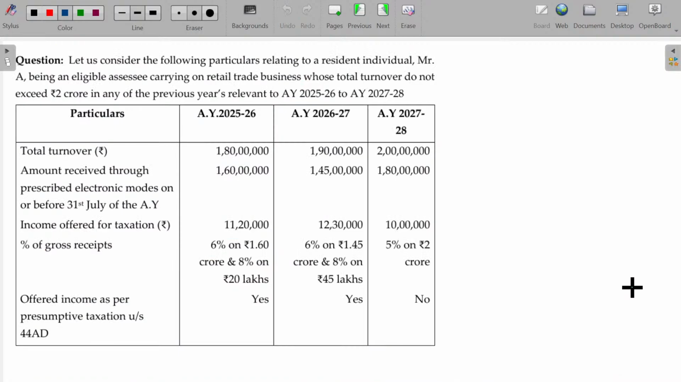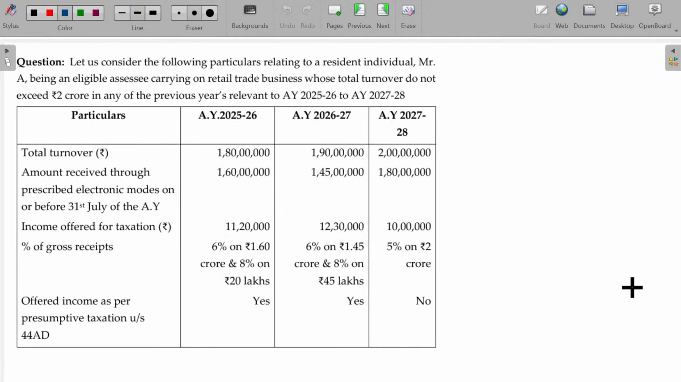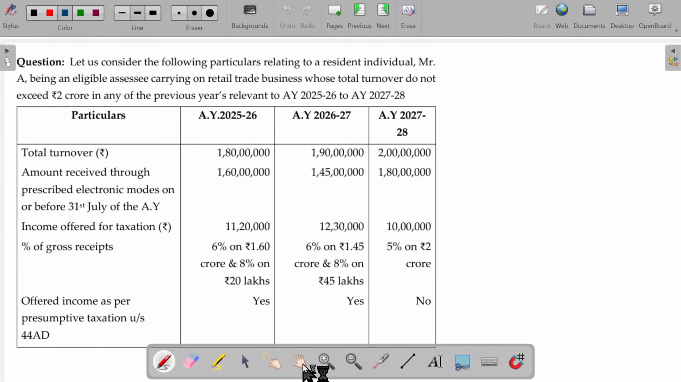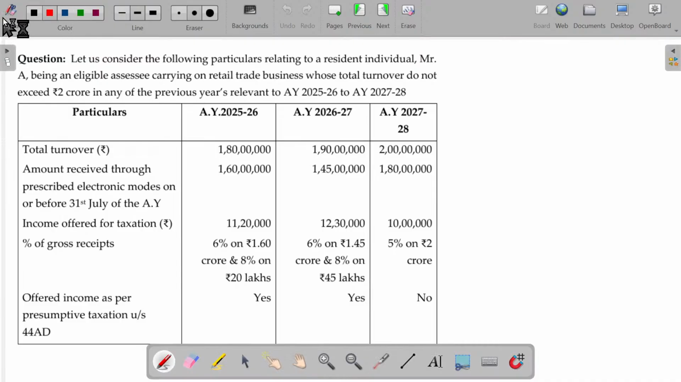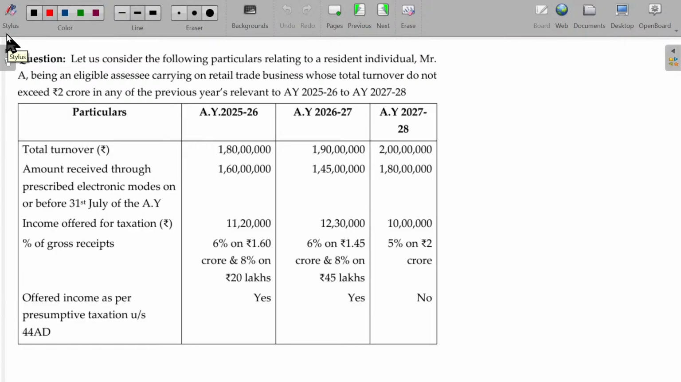Now see here. Let us consider the following particulars relating to resident individual Mr. A, being an eligible assessee carrying on retail trade business, whose total turnover does not exceed 2 crores. So it means he naturally falls under section 44AD eligibility.